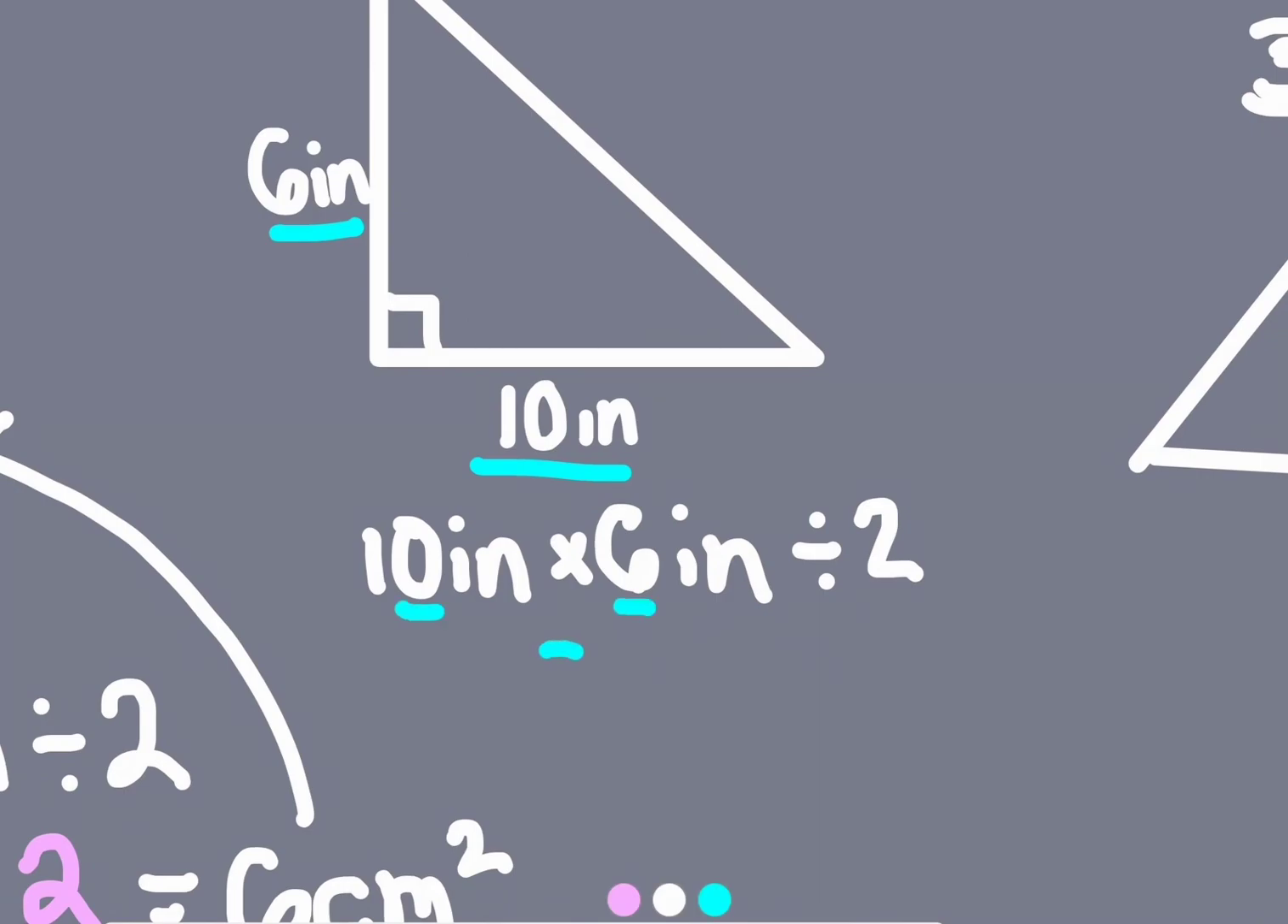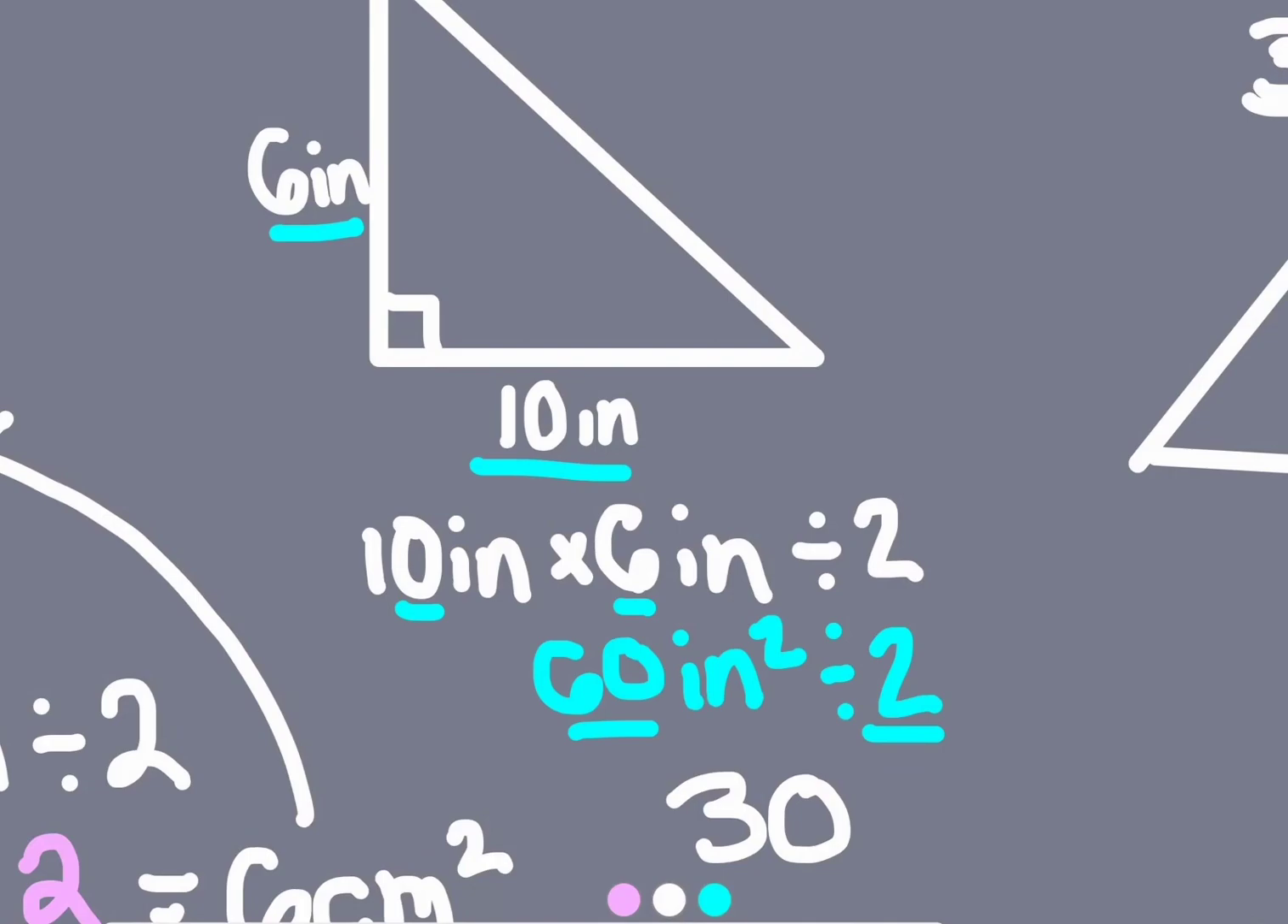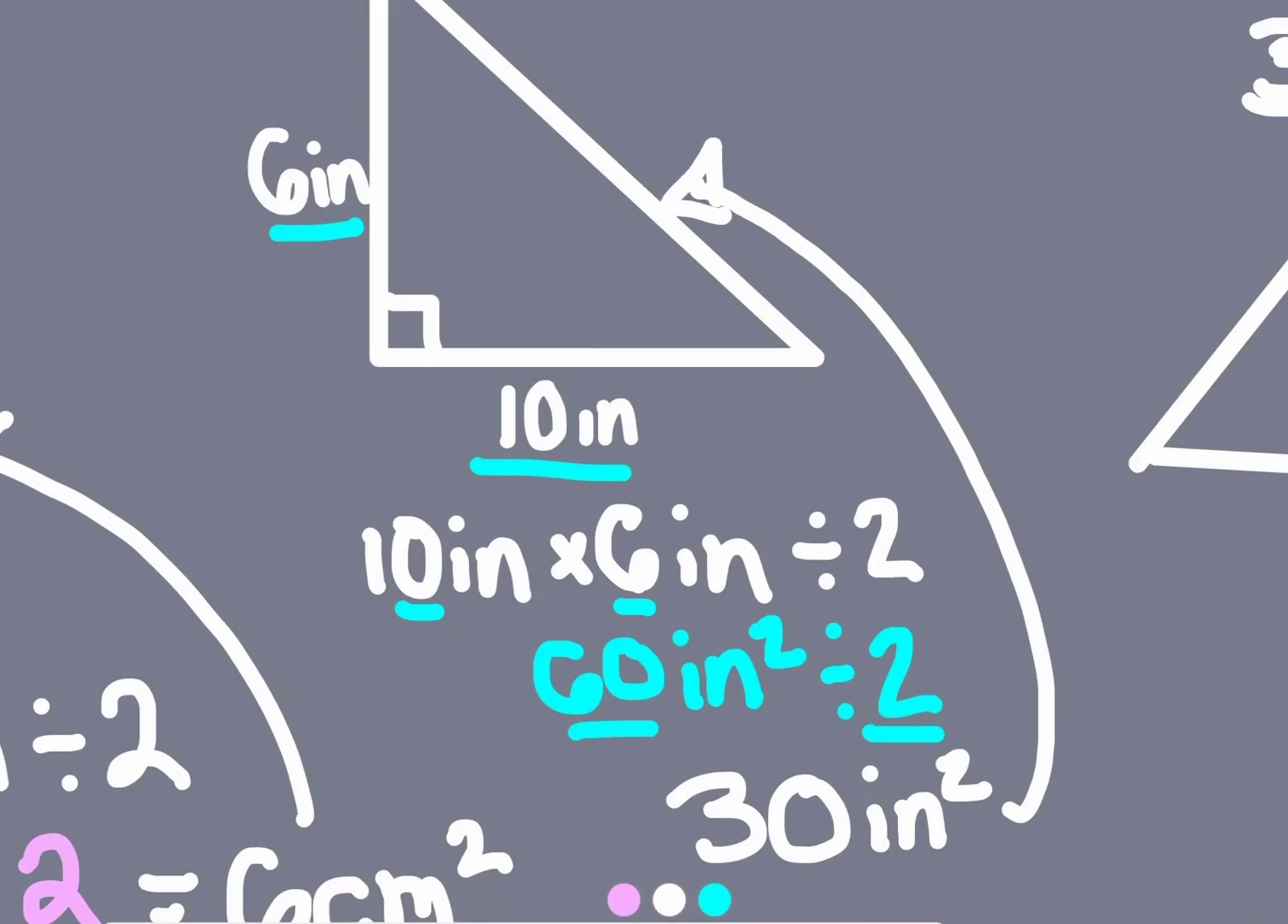Go through this just a little quicker. 10 times 6 is 60. Inches times inches is inches squared, and I'm going to divide all of that by 2. 60 divided by 2 is 30. And my inches squared is just going to stay inches squared. So that means the area of this triangle is 30 inches squared.